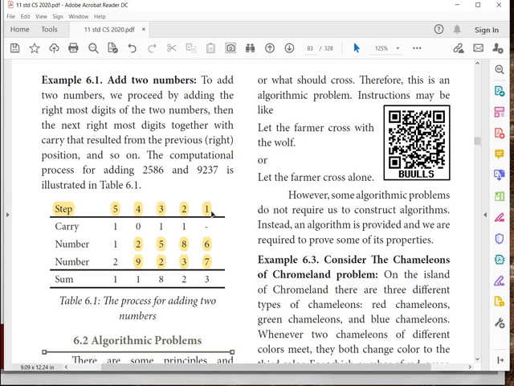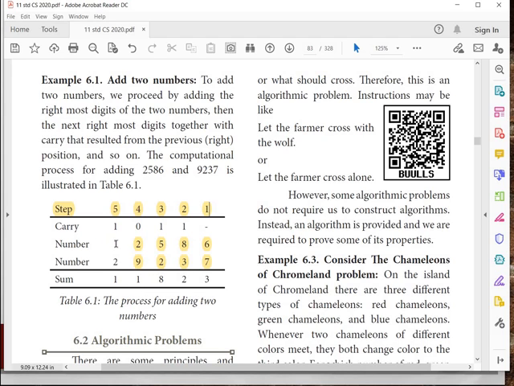Okay children, don't confuse these step numbers with the numbers being added. So the first step is from the rightmost: 6 plus 7 is 13. So 13 is here, 3 is here, 1 is carryover. Then 8 plus 3 plus 1 is 12. So 2, and the balance is 1. Then 2 plus 5 plus 1 is 8. Again 2 plus 9 is 11. So 1, and the carryover here is 1.